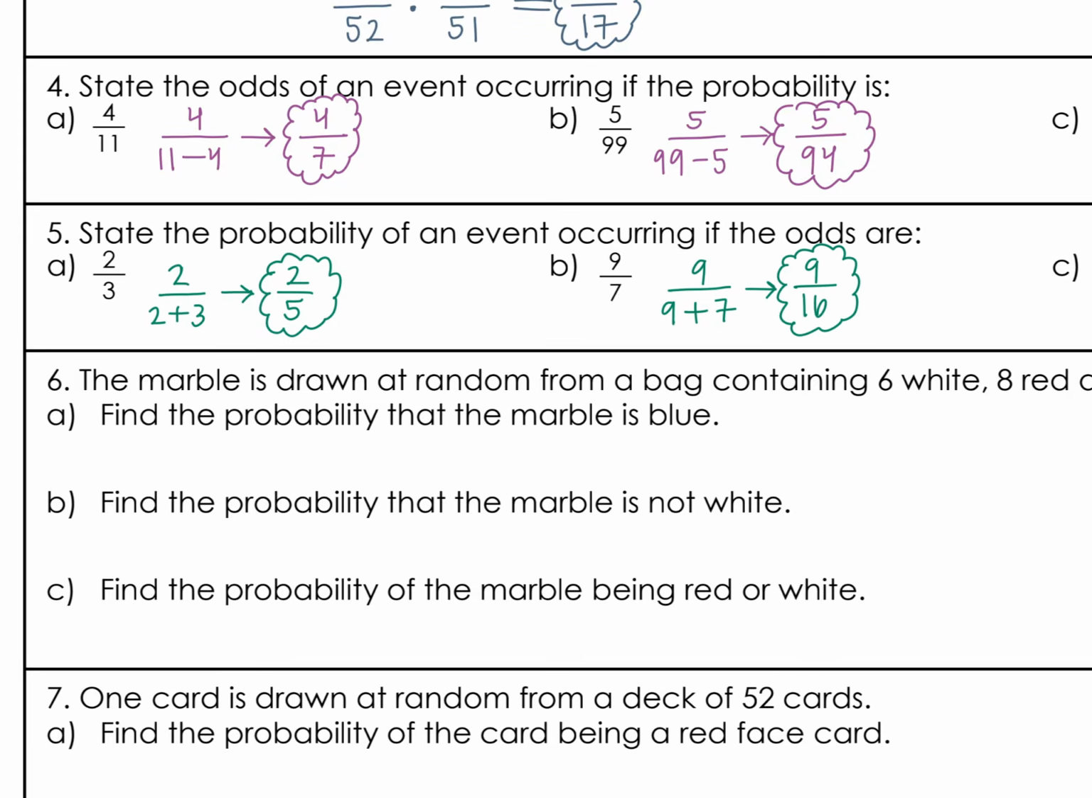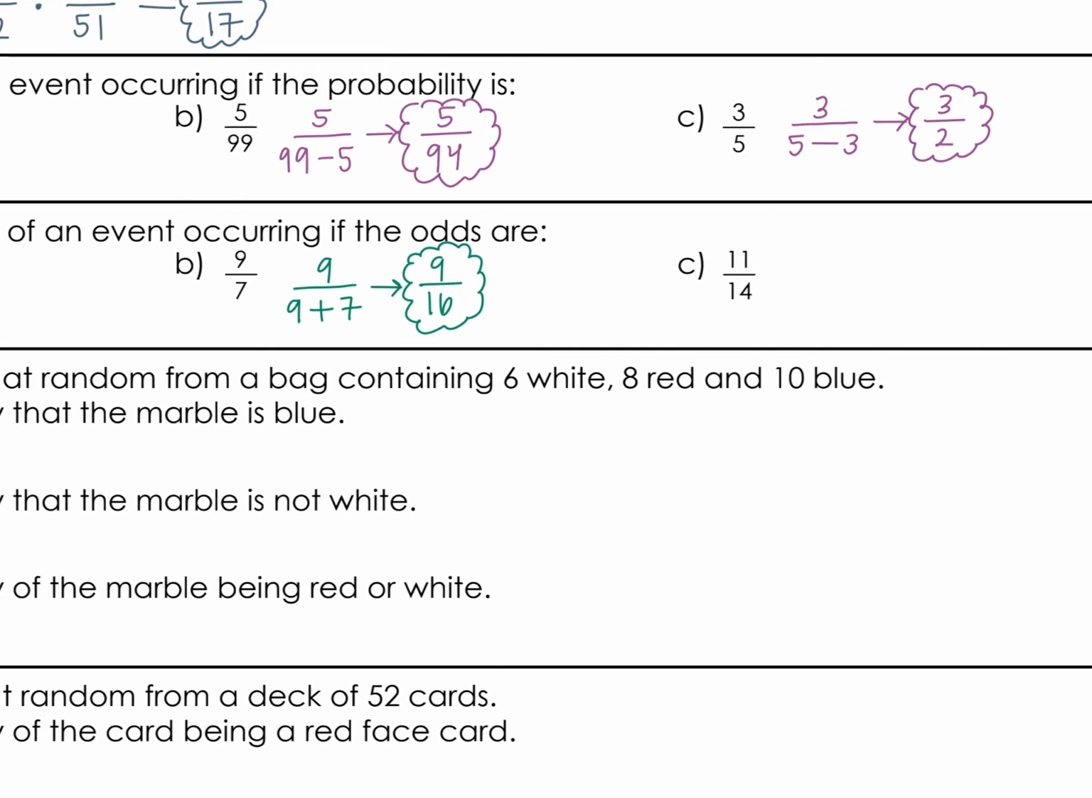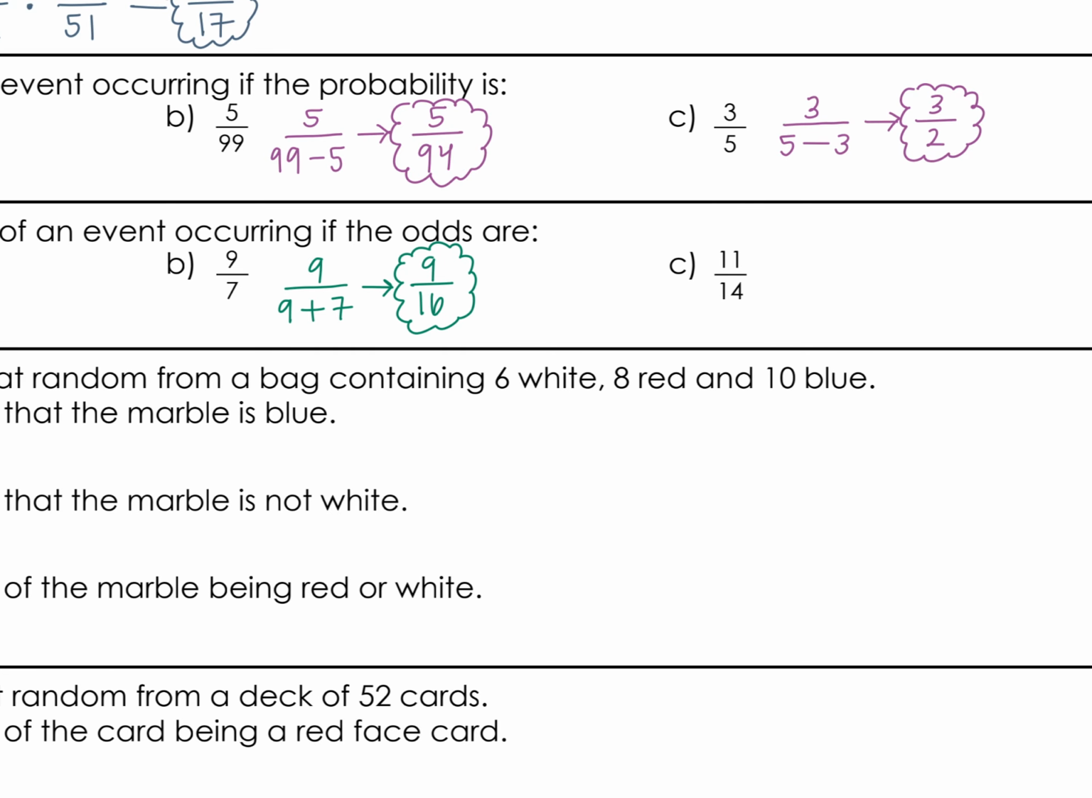All right, and lastly, we have part C. So once again, my numerator should not change. Our success is always in the numerator. And then for my total, I'm going to add them together. And I'm going to get 11 over 25.